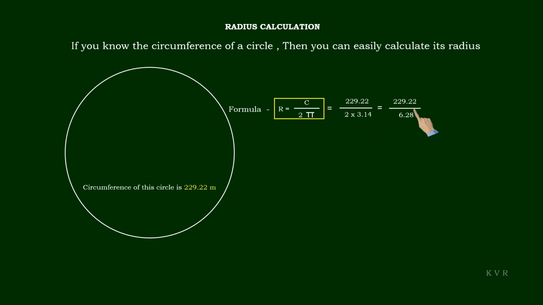So 229.22 divided by 6.28. When we calculate it, we will get 36.50 meter.